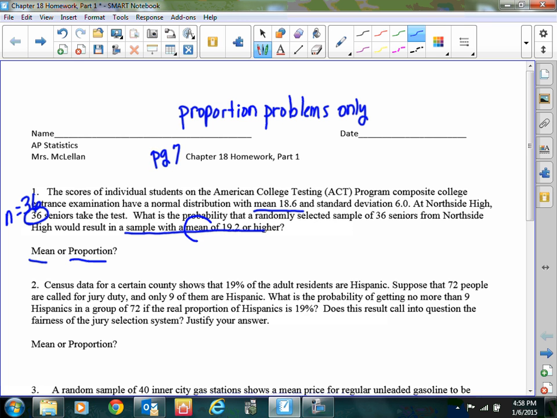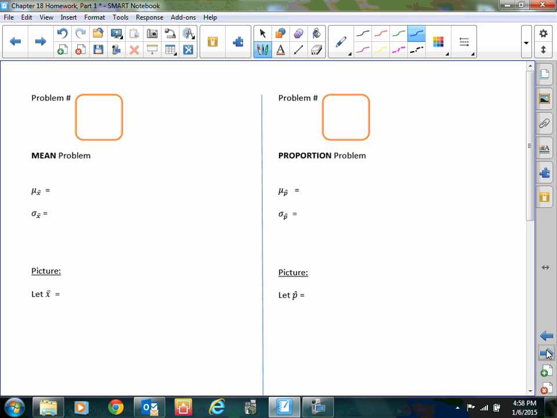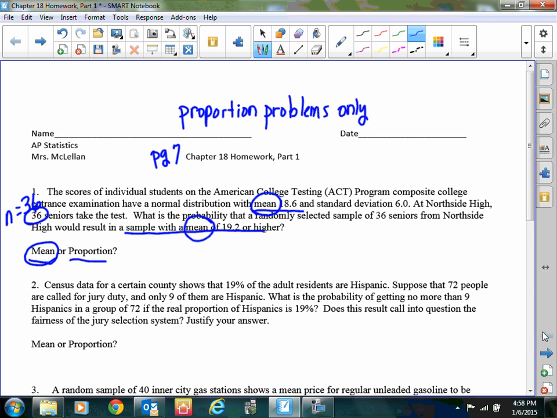So because it is talking about the mean of a group of 36 seniors and the value of the means, then this is a mean problem as opposed to a proportion. Now, we're not doing that today, so when you go to page 9, then I first want you to notate that number 1 is a mean problem, and so we're going to go ahead and then just stop there and not fill out any more of number 1. So let's do number 2 and see what kind of problem that is.